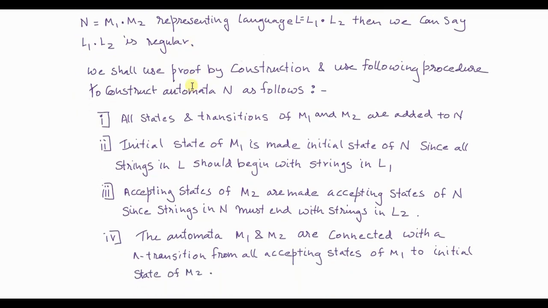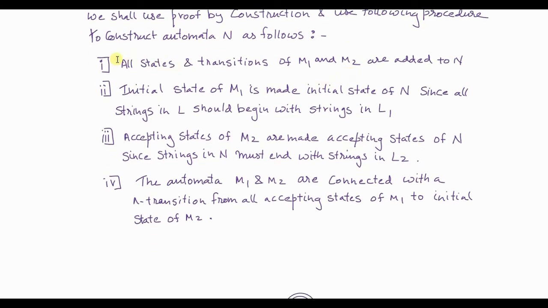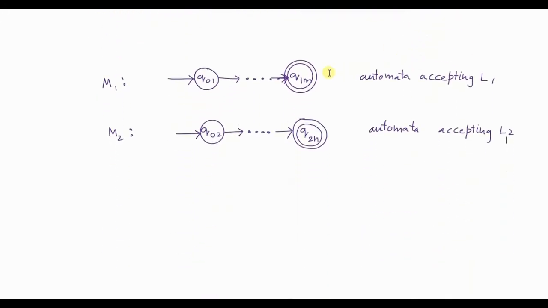So now, without wasting time, we shall use a proof by construction method, and we shall use the following procedure to construct the automata capital N as follows. First, all the states and transitions of M1 and M2 are added to N, where M1 is the automata for language L1, M2 is the automata for language L2. So as a first part, all the states and transitions of M1 and M2 are added to N.